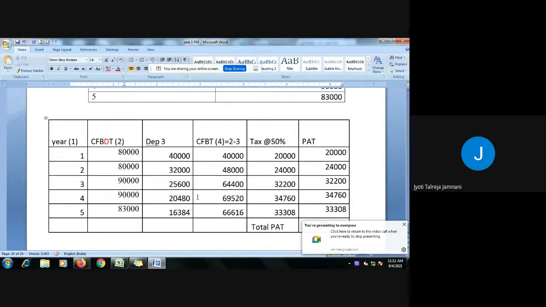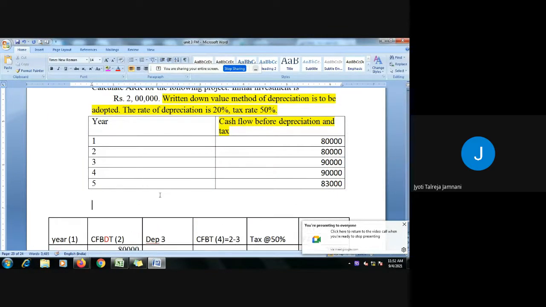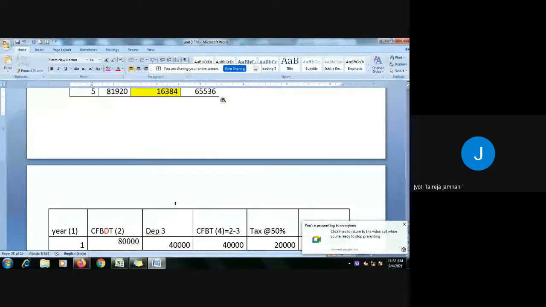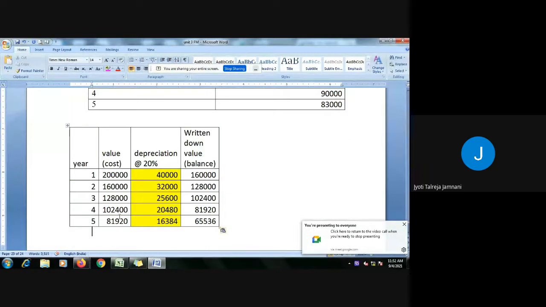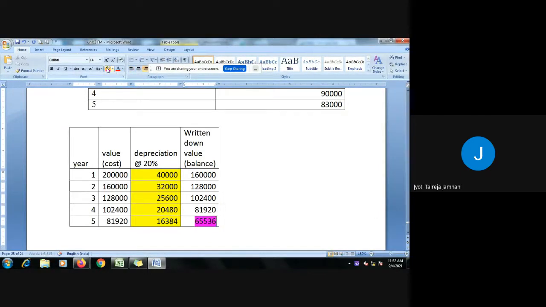Okay, so before we solve this table, we usually find the depreciation first. And if you are observing here, at the end of the fifth year, the written down value or the balance is 65,536. What is the 65,536? It is nothing but the depreciation amount, or you can say the salvage value which is remaining.